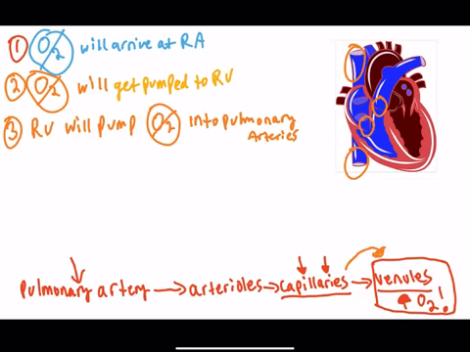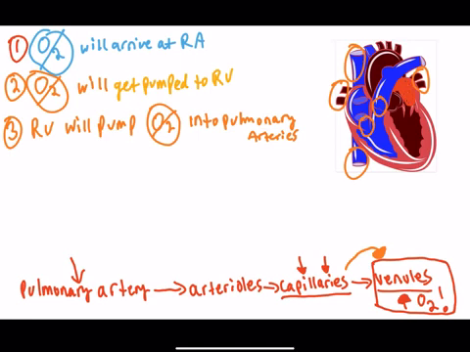And now this venule, or many venules, will take that oxygenated blood and dump it into the pulmonary veins of the heart. And all that blood is going to come into the left atrium, where systemic circulation will begin. Okay, and we'll discuss that in the next video.